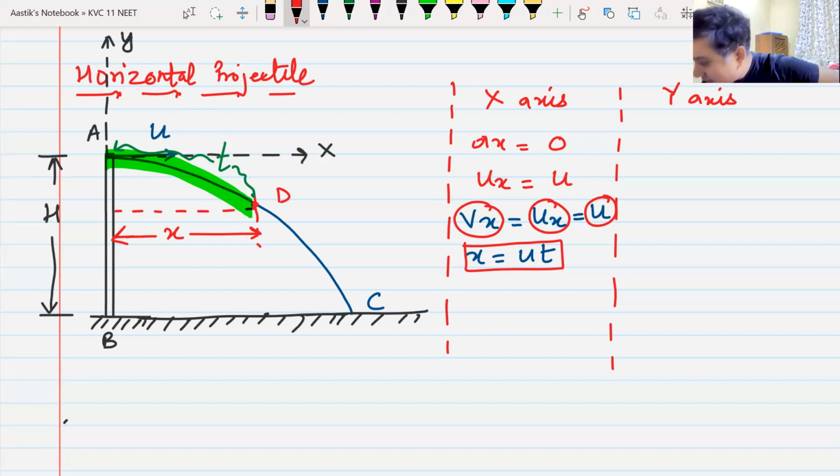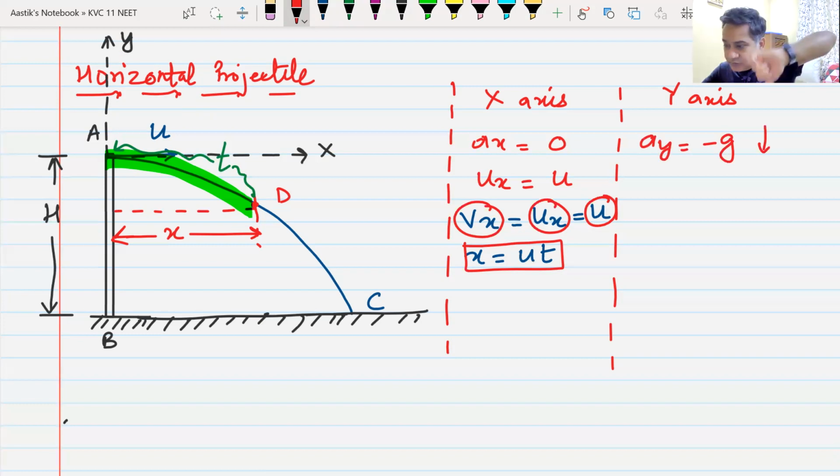Now we can make a similar equation on the y-axis. Acceleration along y will be equal to minus g. Do you understand this? Because it is going downwards. Acceleration is downwards, yes or no? Now, the good point is the initial velocity along the y-axis is 0 because the ball is thrown horizontally.